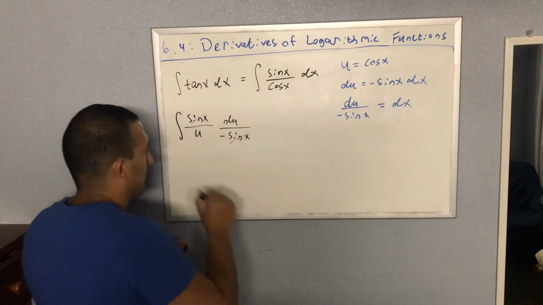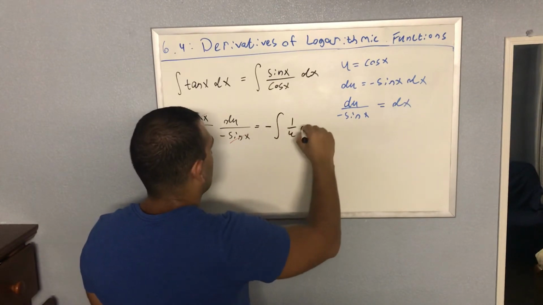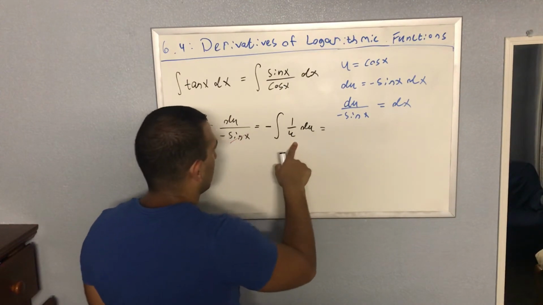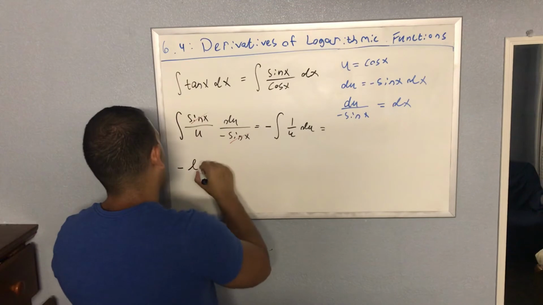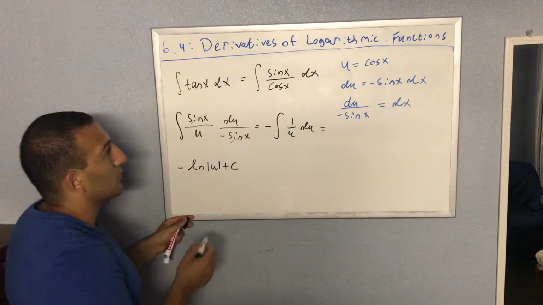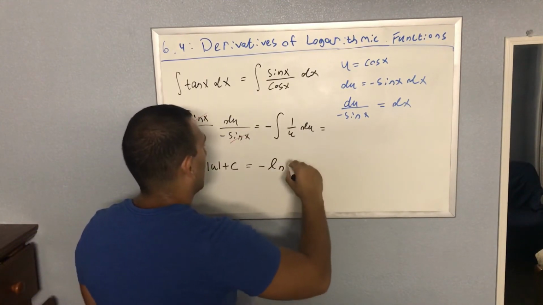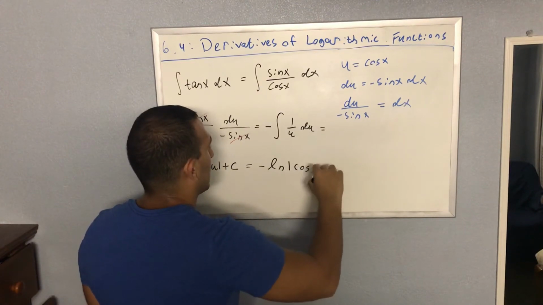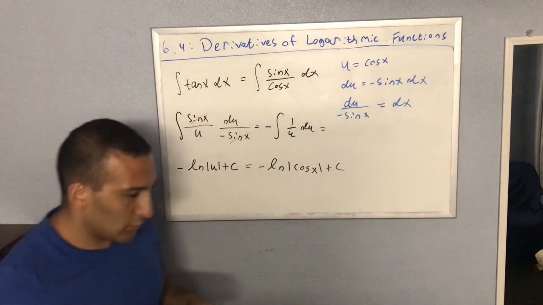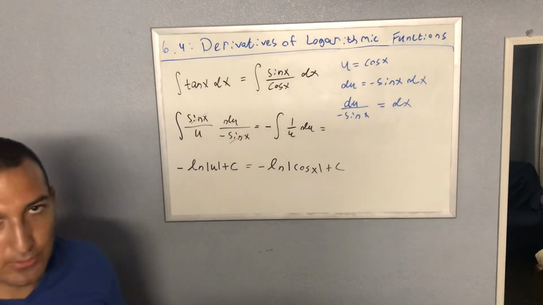So this is now negative integral of 1 over u du. And again, we know what this is. It's the ln of the absolute value of u. So this is negative ln the absolute value of u plus c. And then what was u originally? It was cosine, which is negative ln of the absolute value cosine x plus c. And then we can be done here, but there's some more tricks that we can do.